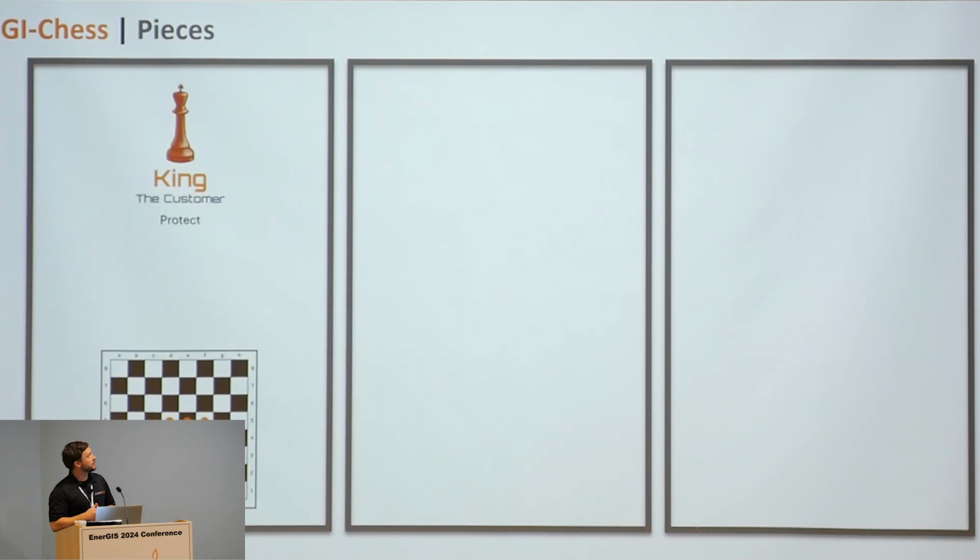So the main piece is the king. The customer is the king. If you don't have a king, you got no game, right? There's nothing you can really do. So the point of this team was to protect the king, to help the king out, because as you can see, the king can't move very far. They don't know the board very well and how to maneuver in the GIS environment, and that's what we're helping with.